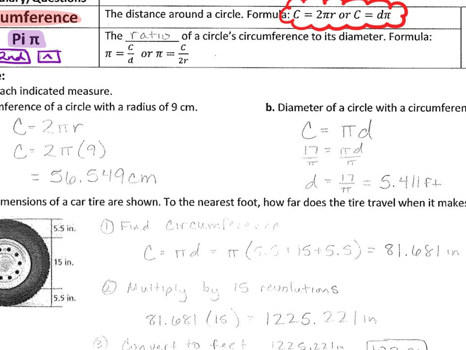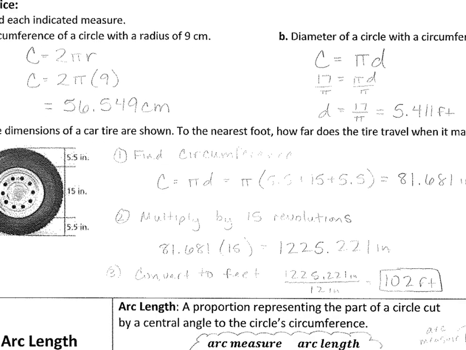For number 2, it's very interesting because it gives you a tire and it wants you to decide how far the tire travels when it makes 15 revolutions. So how far would your car go if your wheels spin 15 times? To do this, we find the circumference.